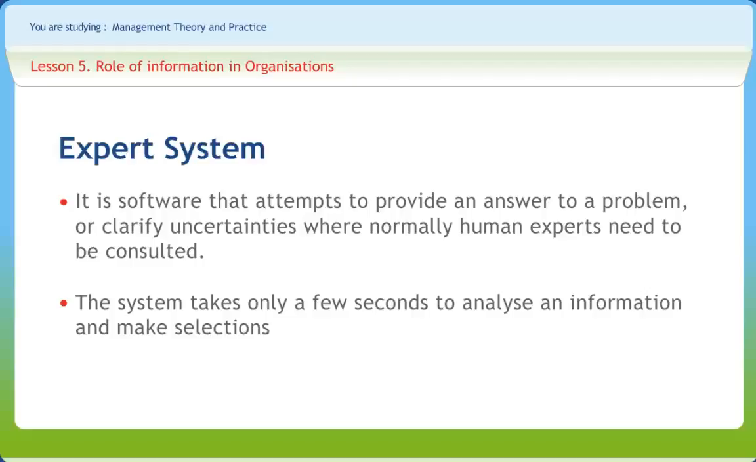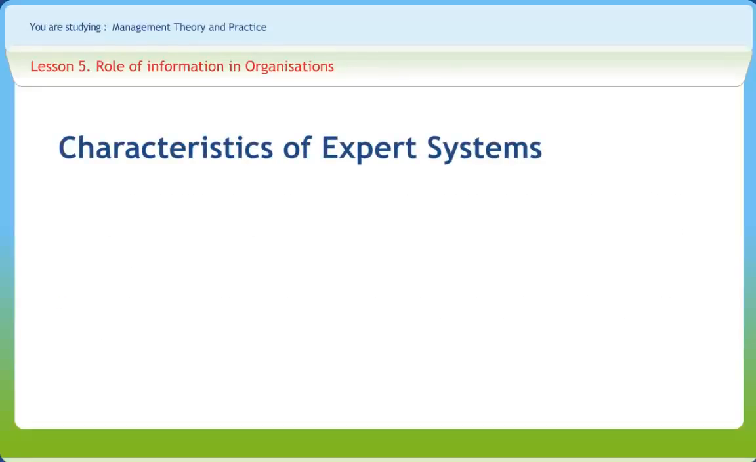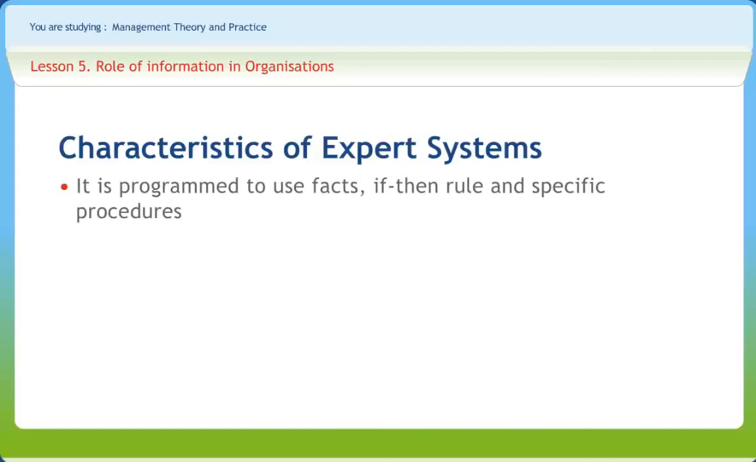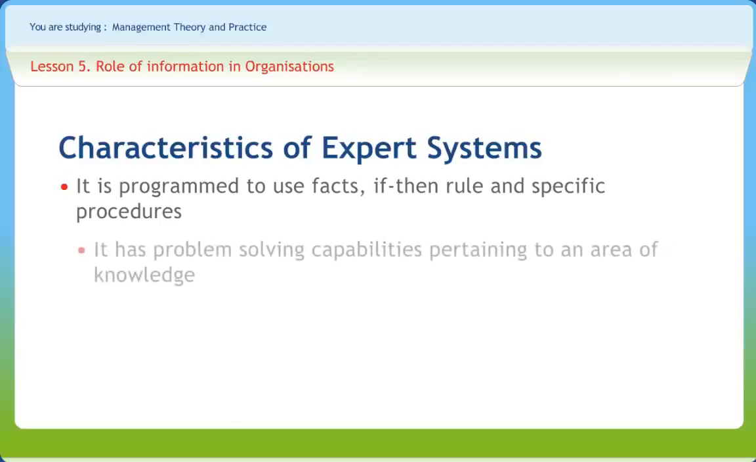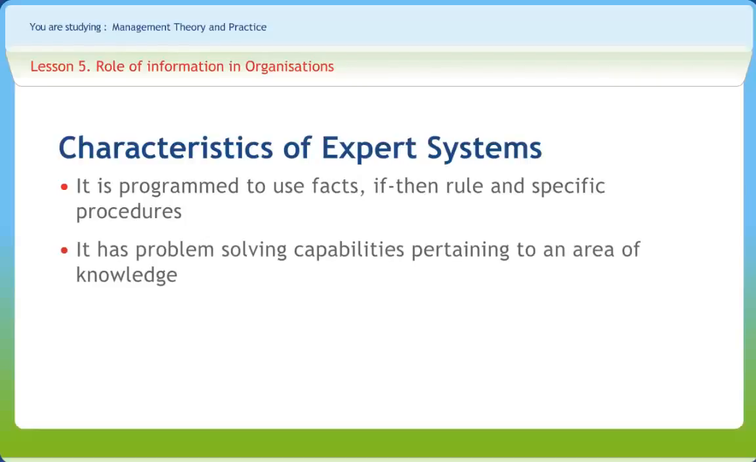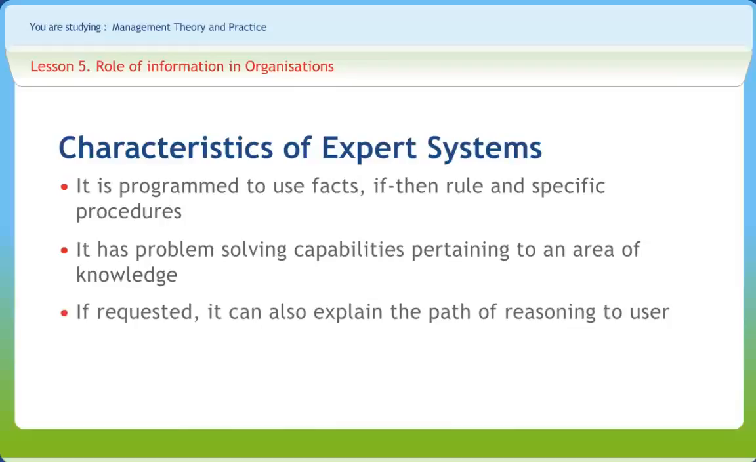An expert system is based on the decision-making process used by effective managers or specialists when they search among possible alternatives for a good enough solution. It provides programmed explanations so the user can follow the assumptions, line of reasoning, and process leading to the recommended alternative. The main characteristics of expert systems include the fact that it is programmed to use facts, if-then rules, and specific procedures. An expert system has problem-solving capabilities within a specific area of knowledge, and if requested, can explain its path of reasoning to the user.